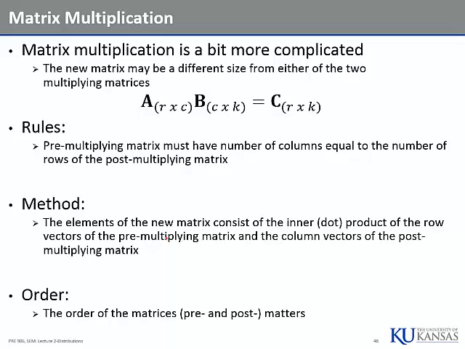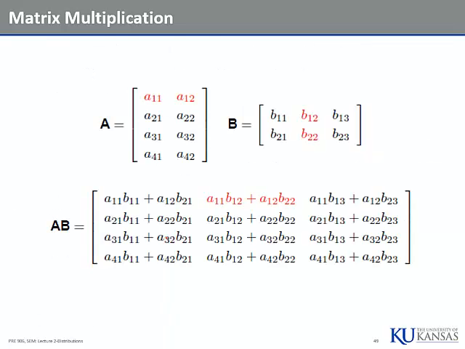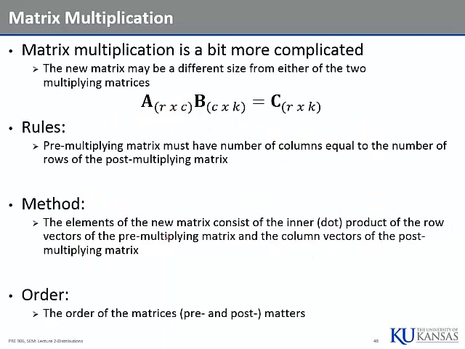But really, each of the elements of C comes from the dot product. Remember, the element is that specific cell. That is the dot product of a row vector in A and a column vector in B. Remember the dot product is element by element, multiply each other, add it up, multiply each other, add it up. That dot product represents that element of C.